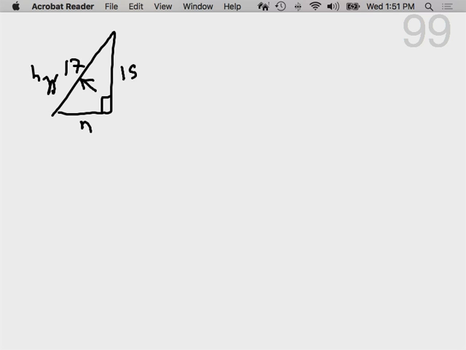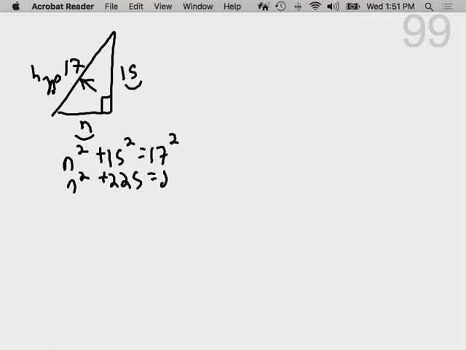That's the hypotenuse. These are the legs. So n squared plus 15 squared equals 17 squared. What's weird about this one? The n is in a different place. This is not a same side situation. This is opposite side. 15 squared is 225. 17 squared is 289. The key is you gotta subtract.